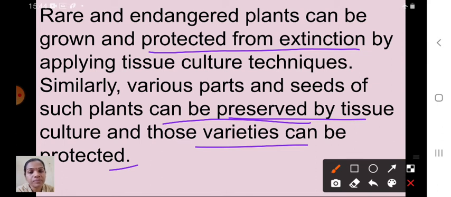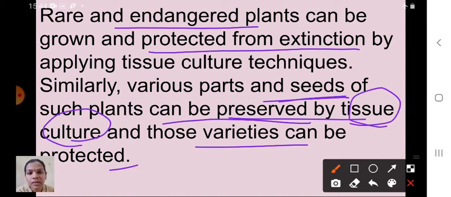Nowadays environmental stress is more, so some plants can't withstand it. So they are rare species, that means they are in a last stage. Only a few plants, trees or animals of such kinds remain. We call them rare and endangered plants. Some parts of those plants or seeds are stored and preserved with the help of tissue culture. So when we want, we can cultivate that plant.